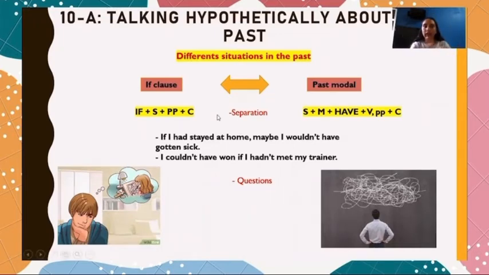That's what I learned in this unit, to talk about different situations in the past and how situations could make a difference in the present.